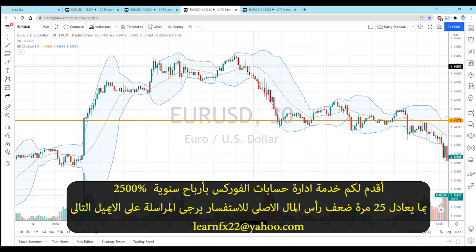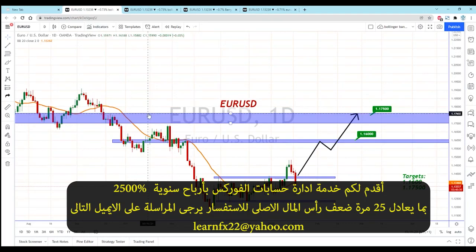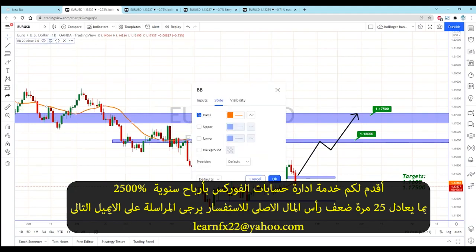And then the middle line is a standard moving average. It is the crux of Bollinger Bands. Bollinger Bands is all based on this moving average and the band above and below. So this chart that's up on your screen right now, you see this orange line? That orange line is called the basis band.